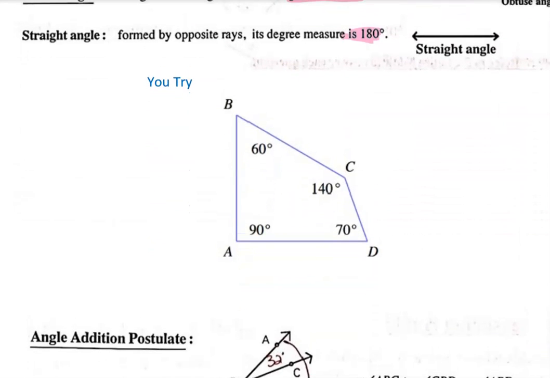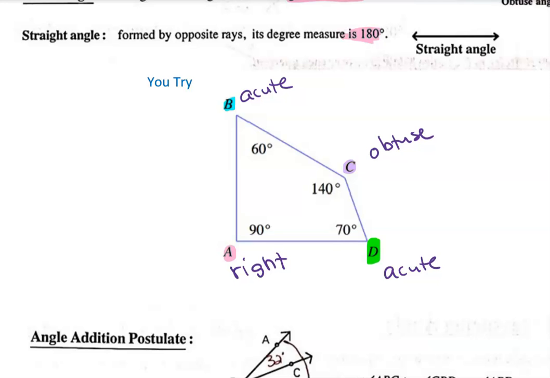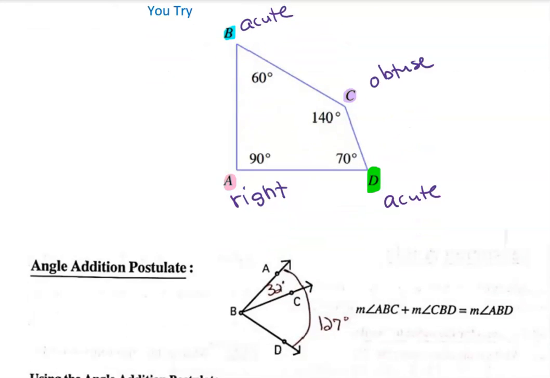So look at these. This one's 90. This one is 60. This one is 140. And this one is 70. So go ahead and name each one. Okay, so the right answer for this one was it's a right angle because it was 90. For B, it was acute because it was only 60, less than 90. For letter C, it was obtuse because it was bigger than 90, at 140. And for letter D, it was acute because it's smaller than 90.